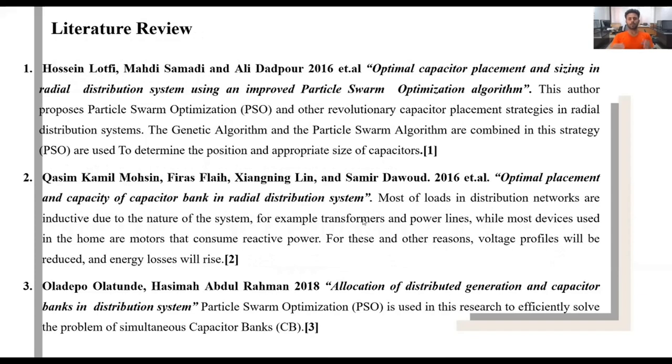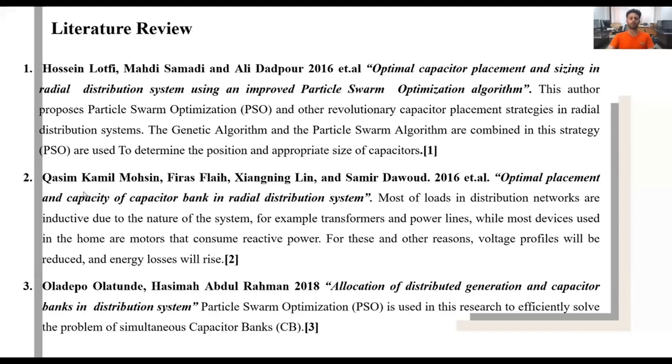So in order to understand the complete idea behind our project, we have done some literature review. Our first authors, Hussain Lutfi and Mohammad Samadi, have a paper titled Optimal Capacitor Placement and Sizing in Radial Distribution System using an improved particle swarm algorithm. The authors propose particle swarm optimization, PSO, and other revolutionary capacitor placement strategies in radial distribution systems. The genetic algorithm and the particle swarm algorithm are combined in this strategy and are used to determine the position and appropriate size of capacitors.